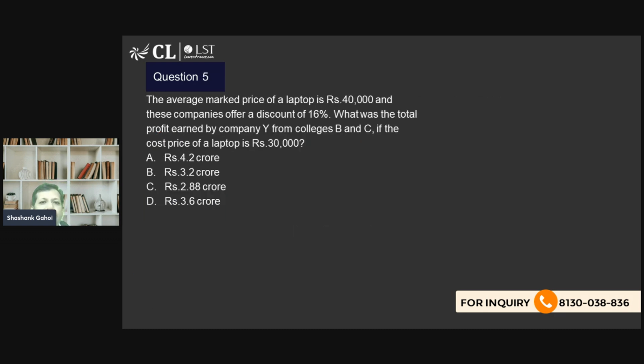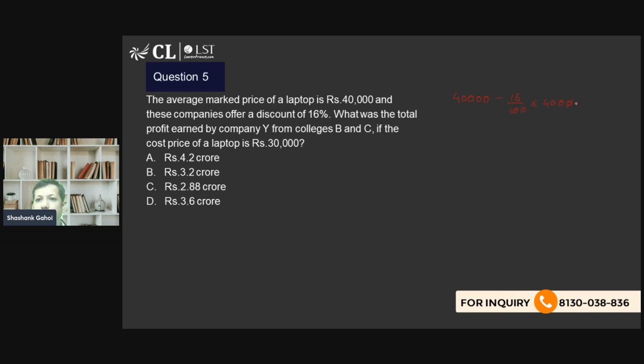Okay. Now let's move on to the next question. What does it say? Okay. So it says that the average marked price of a laptop is 40,000. These companies offer a discount of 16%. Okay. What is the total profit earned by company Y from college B and C if the cost price of the laptop is this? Okay. So what is the marked price? That is 40,000. Okay. What is the discount? That is 16% of 40,000.